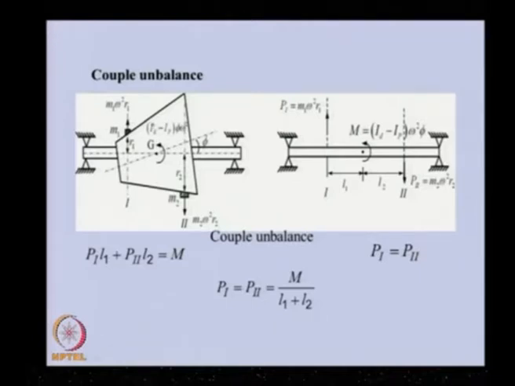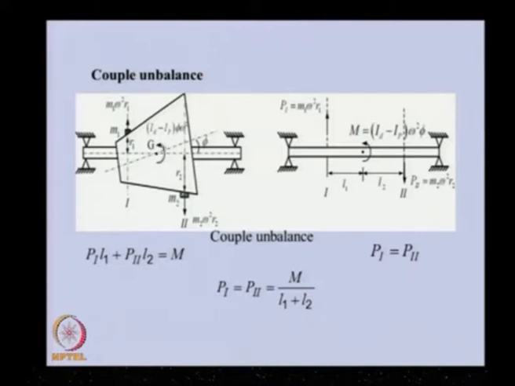Basically, ID is the diametral mass moment of inertia of the rotor, IP is the polar mass moment of inertia of the rotor, omega is the spin speed of the rotor, and phi is the tilting angle of the rotor. So, because of this tilting, there is a couple acting.